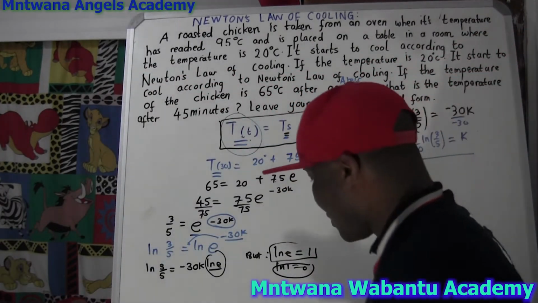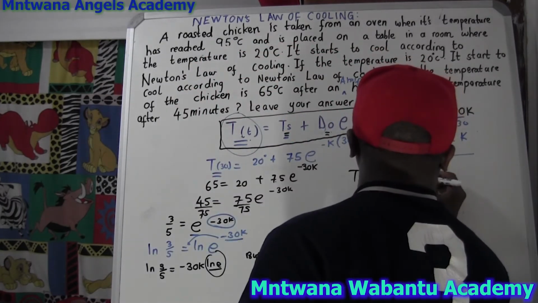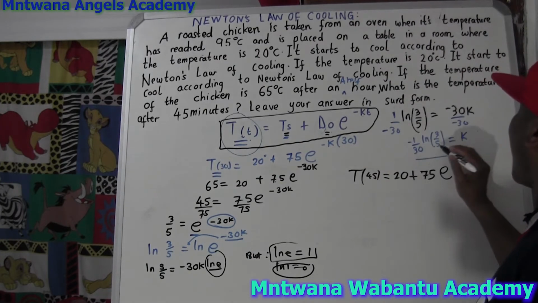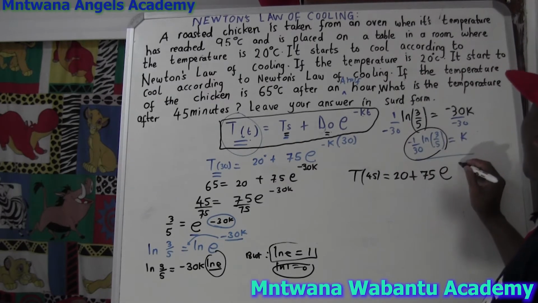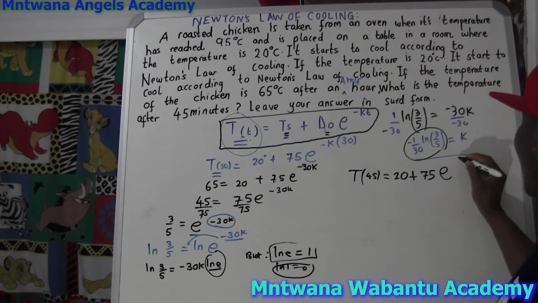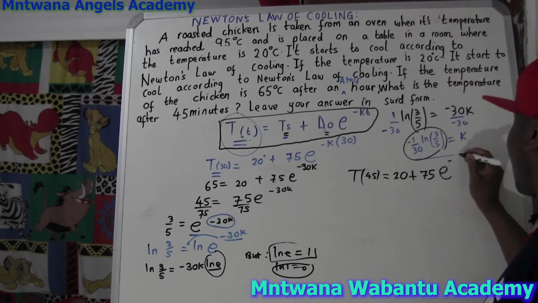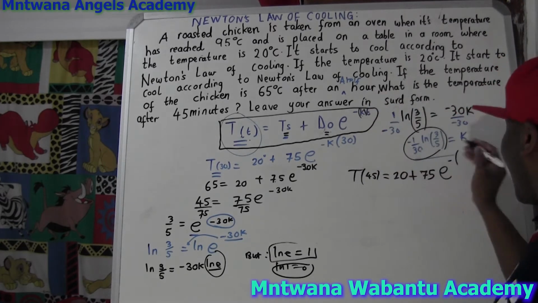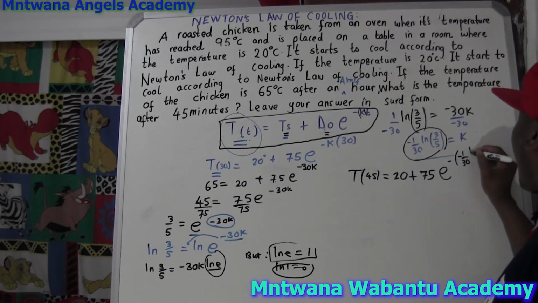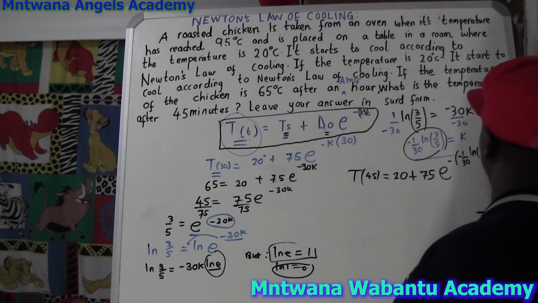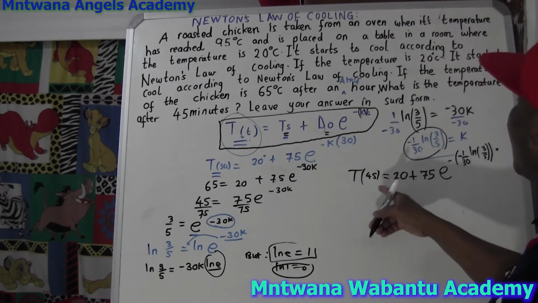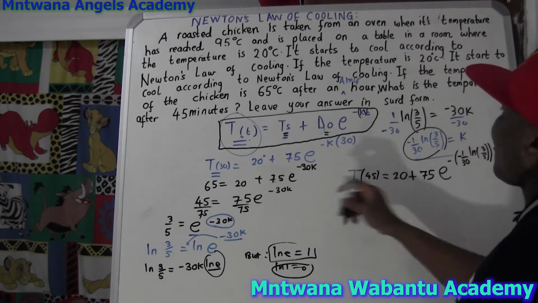Change temperature, we know. We got it. What is the temperature? 75. Okay, and then we have an e to the negative kt, we have negative k. This k is negative 1 over 30, and they got ln of 3 over 5. And then all this stuff, you multiply by t. But what is t? Our time is equal to 45, because they say after 45 minutes.